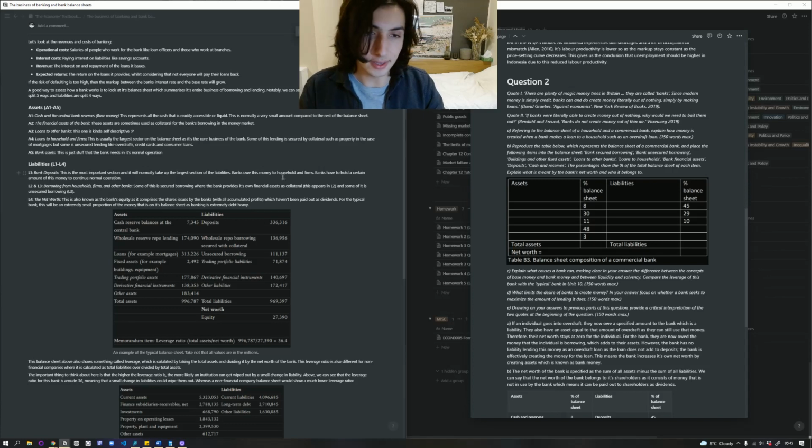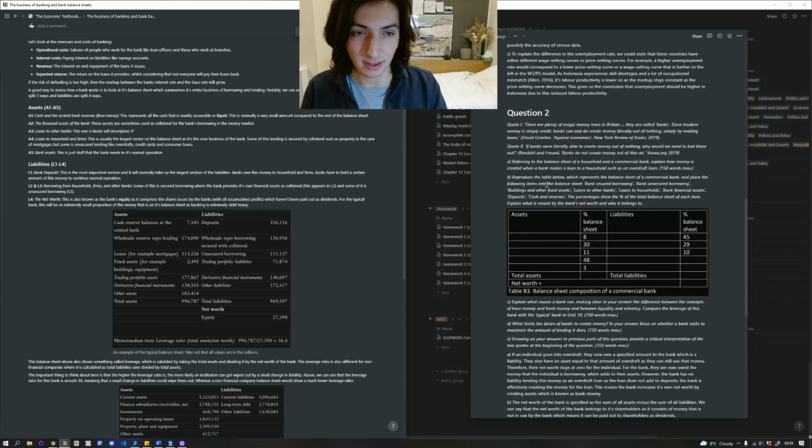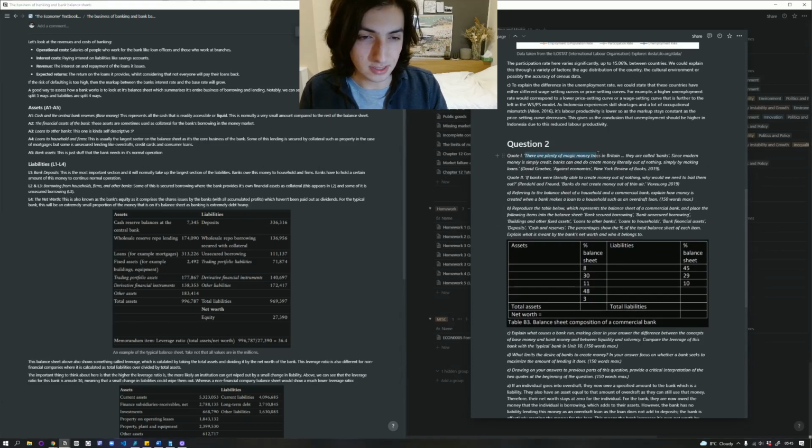Now E asks us to evaluate both quotes. It asks, drawing on your answers to the previous parts of this question, provide a critical interpretation of the two quotes at the beginning. The first quote says, there are plenty of magic money trees in Britain. They are called banks. Since modern money is simply credit, banks can and do create money literally out of nothing, simply by making loans. This is partially correct. Banks do create money out of nowhere from making loans, but it's not as simple. As we discussed in D, banks need to not create too many loans, otherwise they could risk going insolvent.